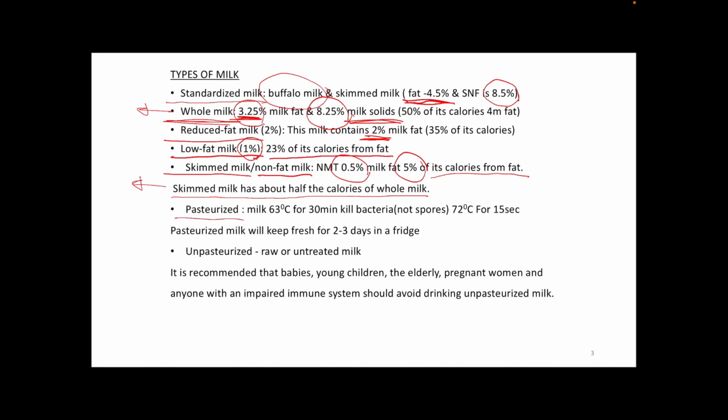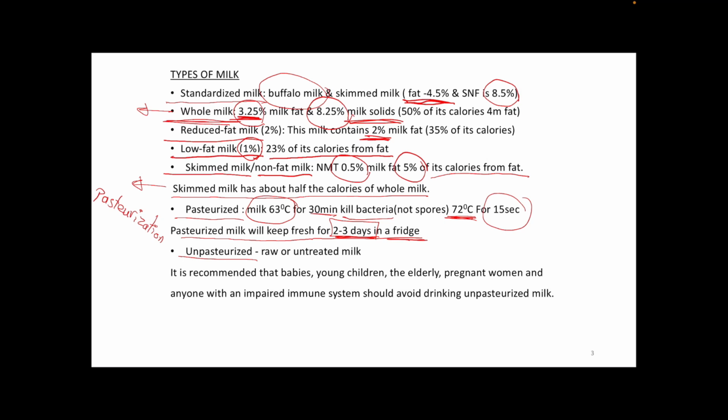Pasteurized milk, that's milk that has undergone a process of pasteurization. It's a process to kill bacteria by heating milk for 30 minutes at 63 degrees centigrade, then raising the temperature of heating to 72 degrees centigrade for only 15 seconds, and then cooling down the solution. Pasteurized milk can be kept fresh in a fridge for 2 to 3 days. Its expiry, if kept in a fridge, is 2 to 3 days.